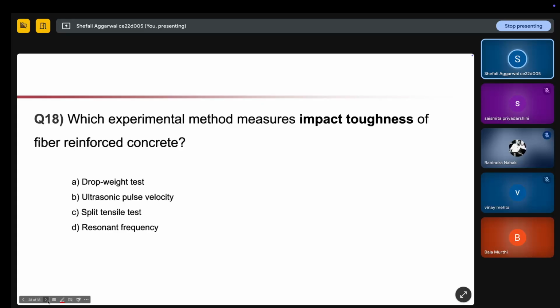Which experimental method measures impact toughness of fiber reinforced concrete? Drop weight test, ultrasonic pulse velocity, split tensile, or resonant frequency? A. Drop weight test. Correct. So for impact, the same way as we do for the aggregates, we have the drop weight test for the concrete also.